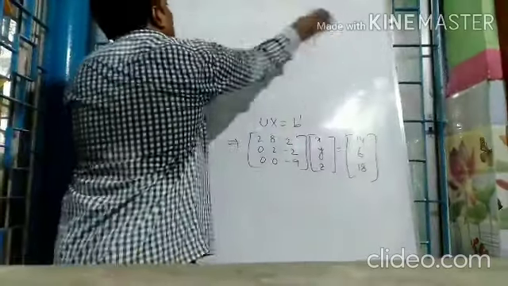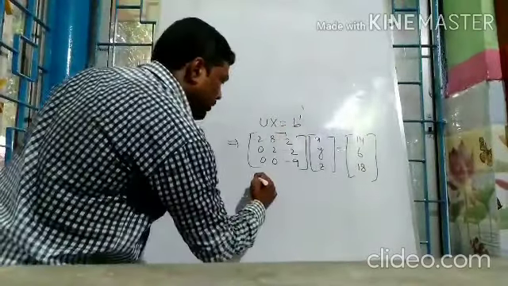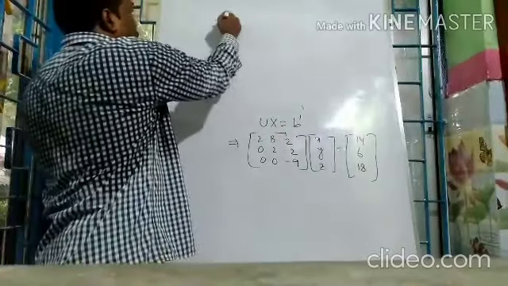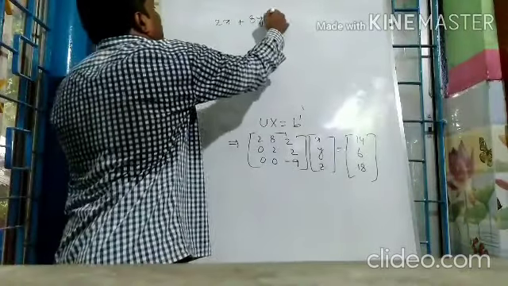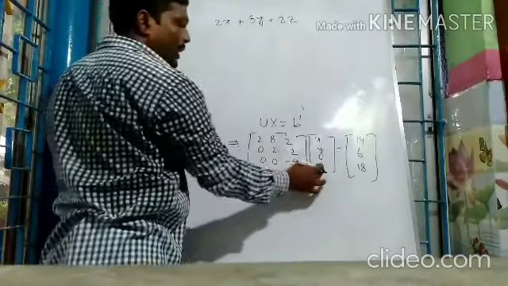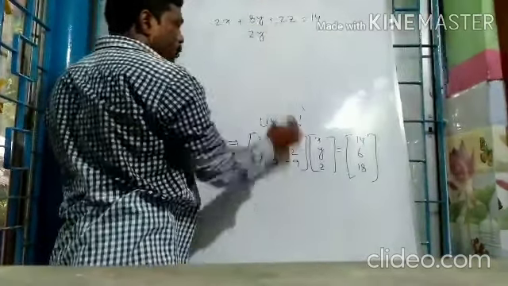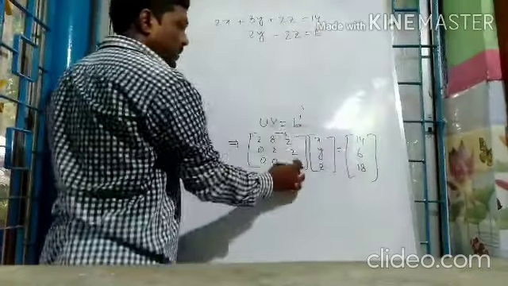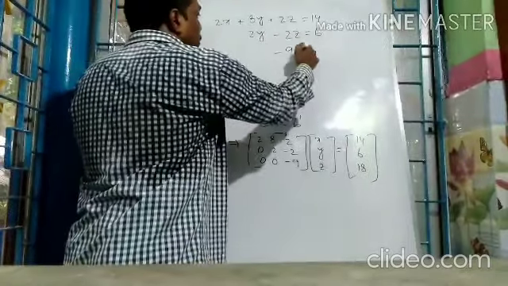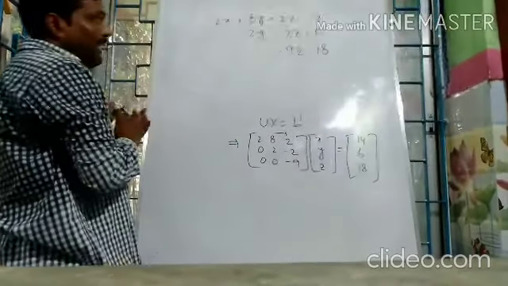Just solve. Matrix multiplication, so we just multiply: 2x plus 8y plus 2z is 14. Next, 0x is 0, 2y minus 2z equals 6. Next, minus 9z equals 18.